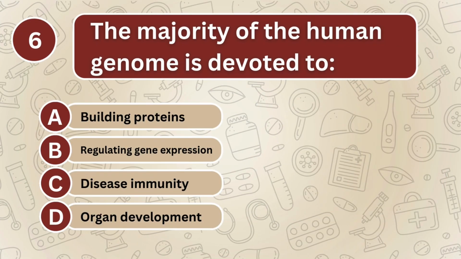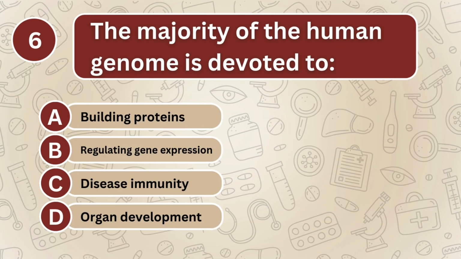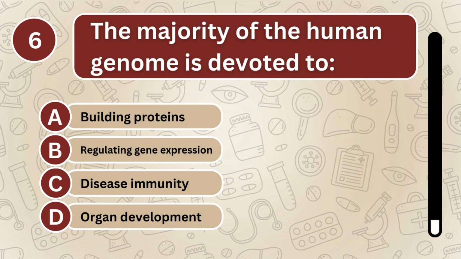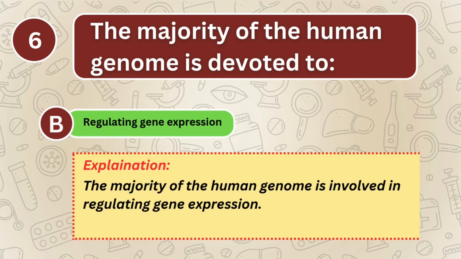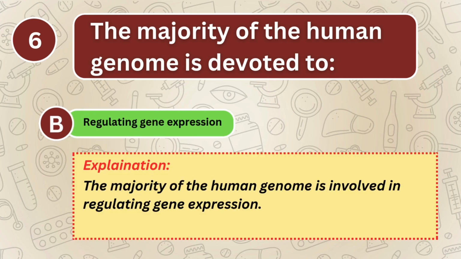The majority of the human genome is devoted to A. building proteins, B. regulating gene expression, C. disease immunity, D. organ development. B. Regulating gene expression.